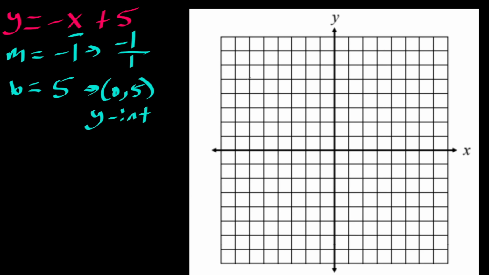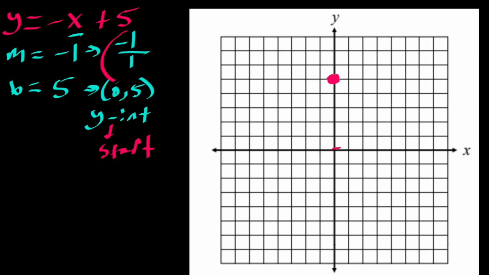So when I actually go to graph this, let's just start with the easiest part, which is b. If b is 5, that means at (0, 5), so 0 would be right here, x equals 0, and then we would go up to 5. 1, 2, 3, 4, 5. So there's (0, 5). That's my start point. Okay, so the y-intercept is always your start.